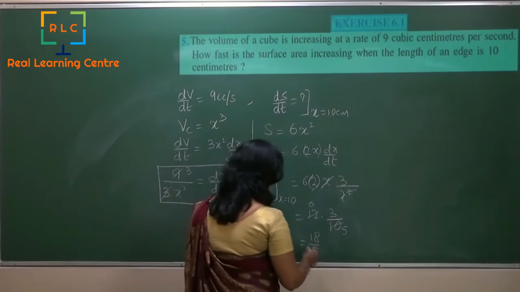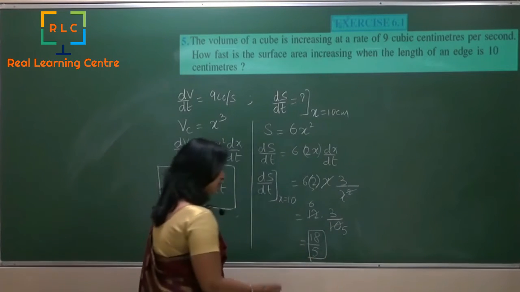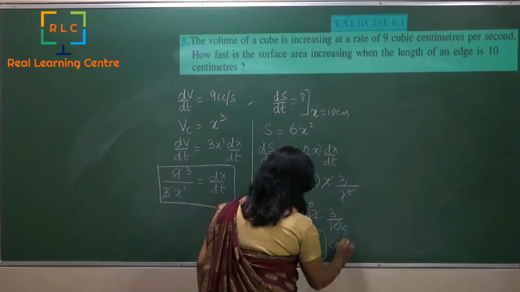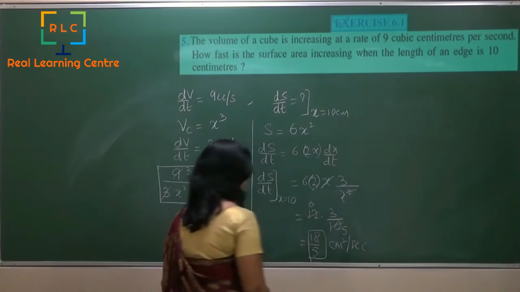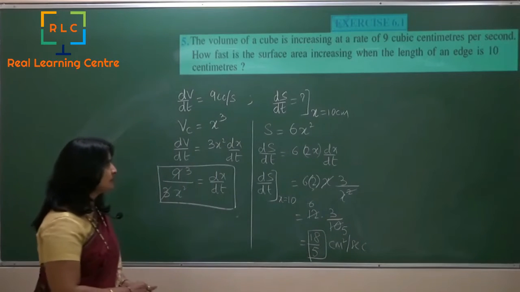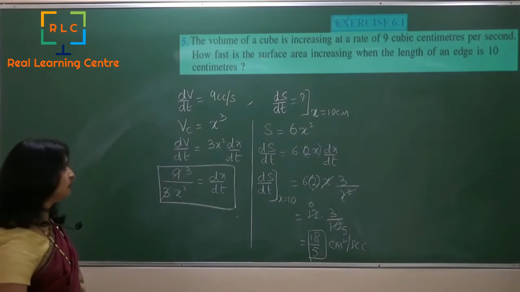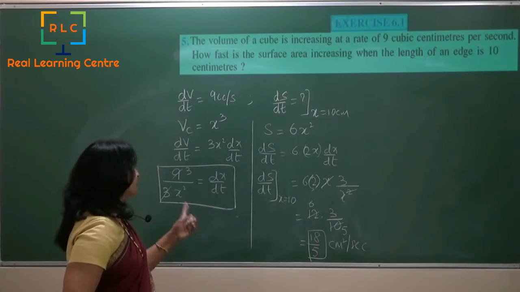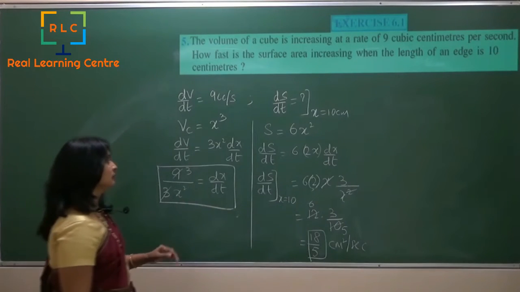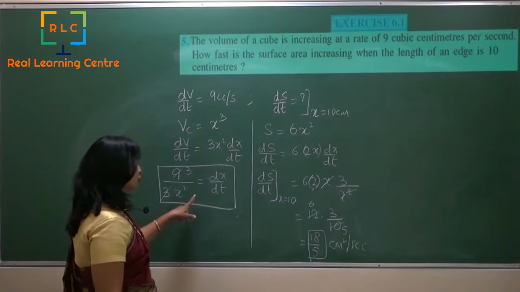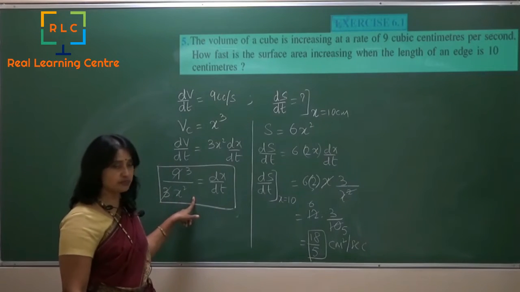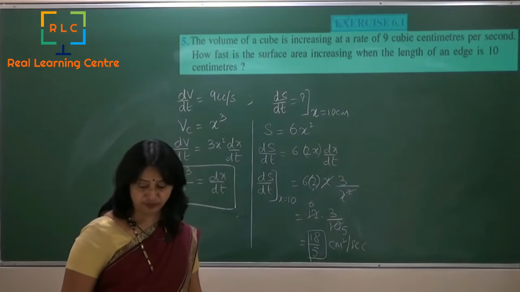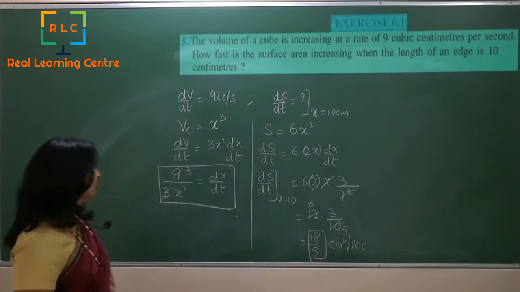18 by 5, if you want to write it as 3 point something also you can write. It is centimeter square per second, because it is surface area. Okay, this is how you are going to do your problem about the cube, and when they have shifted from volume to surface area, be particular that you present it very neatly, box your result properly where you have dx by dt, which will be used inside the rate of change of surface area. Now exactly like this you have another problem.